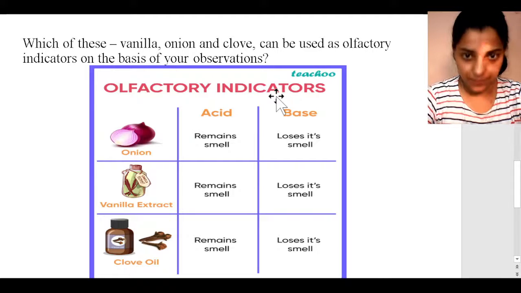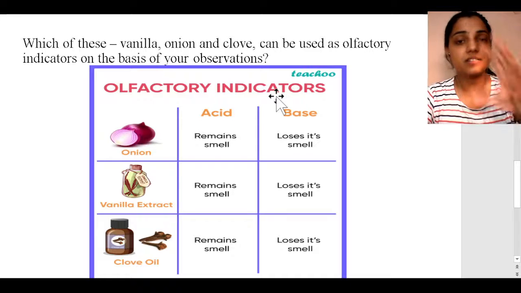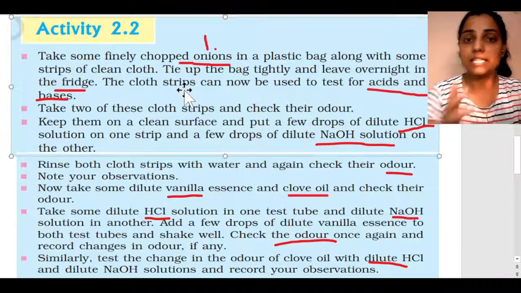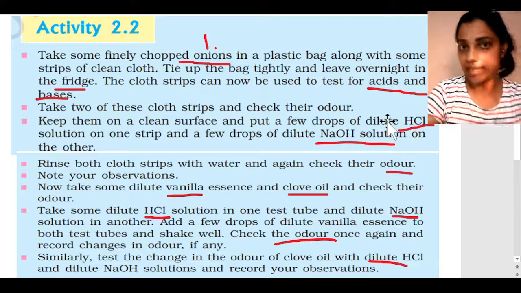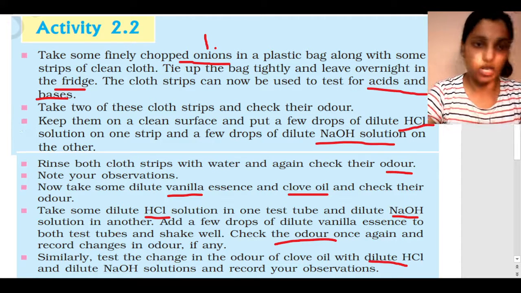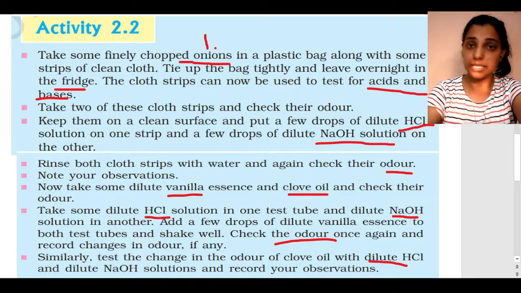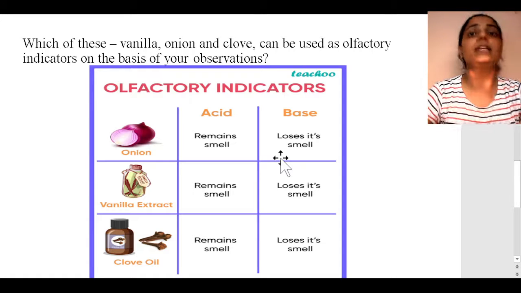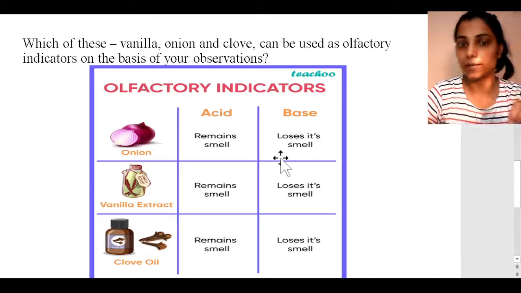If there is acid, isn't it? If there is acid, so onion smell remains the same. See, in the chopped onions, when I add the dilute HCl and smell it, then the onion smell will not change. But when I add NaOH solution to the onion, that smell changes, it loses its smell. मतलब कि कोई smell ही नहीं आएगी, यानी कि then we'll come to know that yeah, हमने कुछ base इसमें add किया था, isn't it?